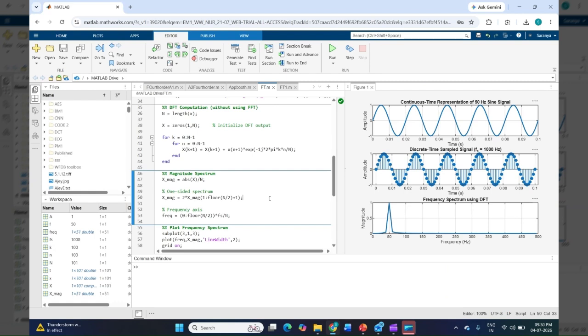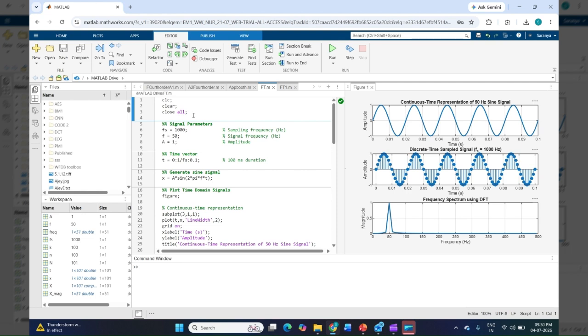To understand the Fourier transform more clearly, I have taken a MATLAB code where the sampling frequency is 1000, which means that every 1 millisecond the signal is captured and its discrete value is stored. This is the input sine signal generated using the formula x is equal to a into sine 2 pi ft. A is 1, the amplitude is 1. The signal frequency is 50 hertz, so f is equal to 50. Sampling is 1000, meaning every 1 millisecond the sequence is captured.